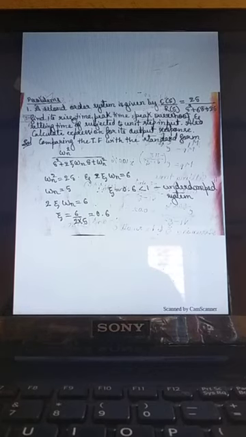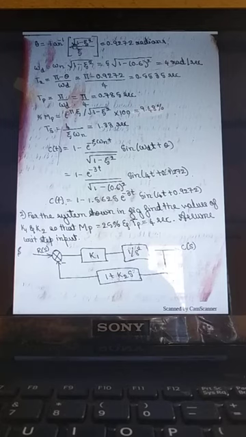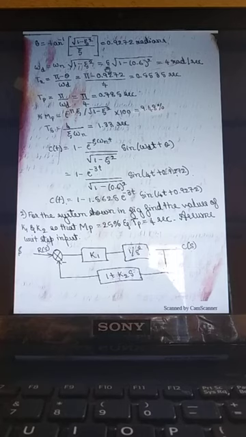Theta is equal to tan inverse of square root of 1 minus zeta square divided by zeta. You know the value of zeta, substitute, you will get 0.9272 radians. Next, omega d is equal to omega n square root of 1 minus zeta square. You know the value of omega n and zeta. Substitute, you will get 4 radians per second.